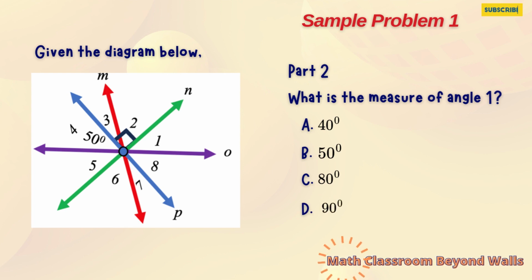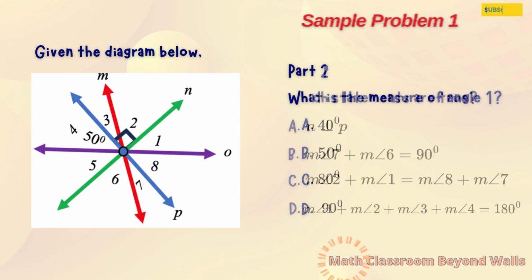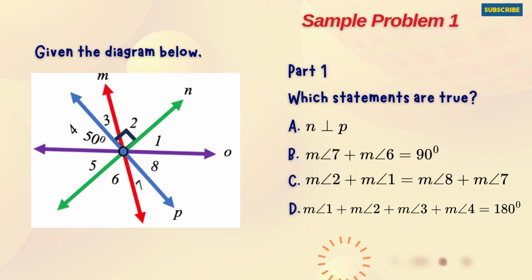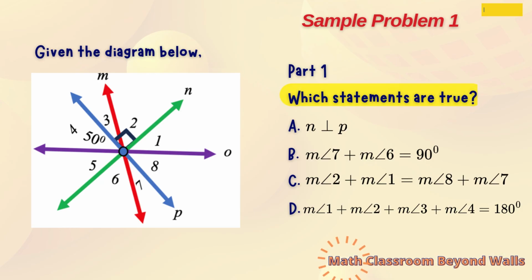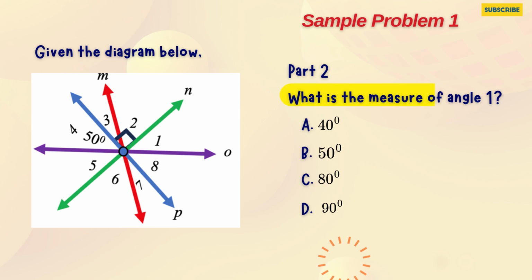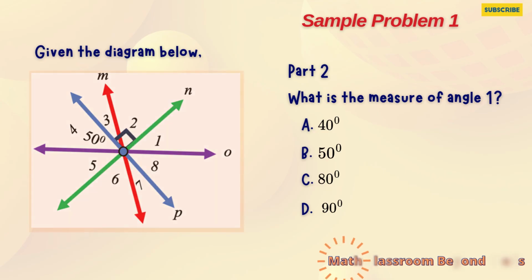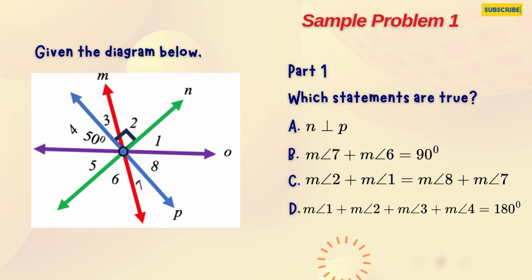As usual, we begin by reading the whole problem and may read it several times when needed to know what we're looking for, to determine what are given, and to figure out how the given information help find what we're looking for. Okay, what are asked in the problem, learners? The problem is asking for two things. First, we're asked to determine which of the statements in part 1 is or are true given the diagram. Second, we're asked what the measure of angle 1 is. So what are given? We're given a diagram of intersecting lines with some angle measures. We will answer part 1 first.